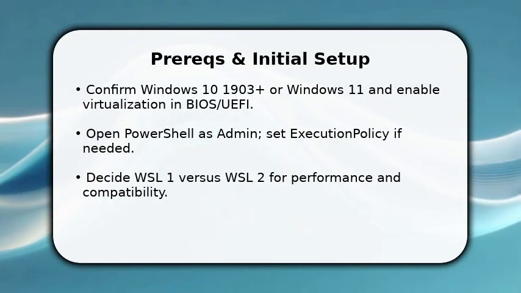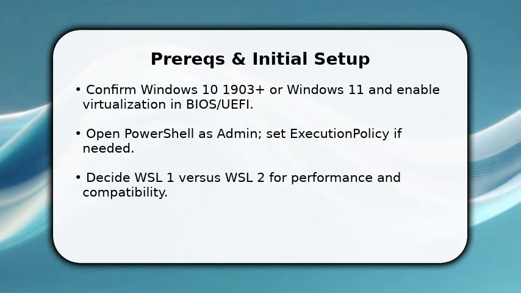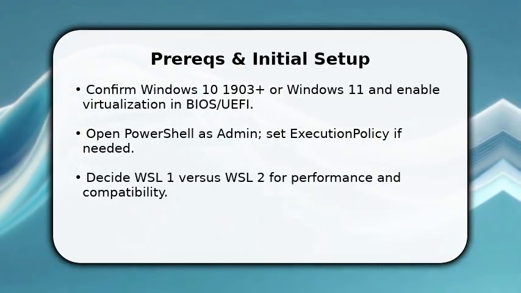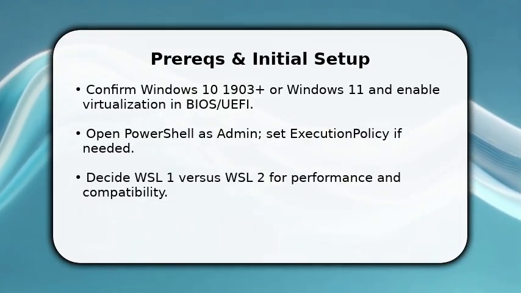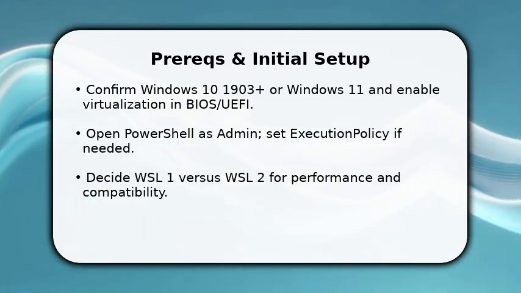You start by confirming system requirements and enabling virtualization in firmware. This matters because WSL2 uses a lightweight VM for full Linux kernel compatibility. Once done, open PowerShell as administrator and run the first command to enable the WSL feature.